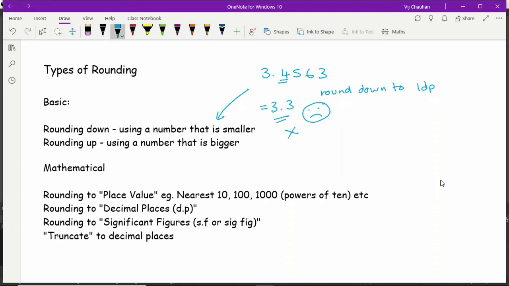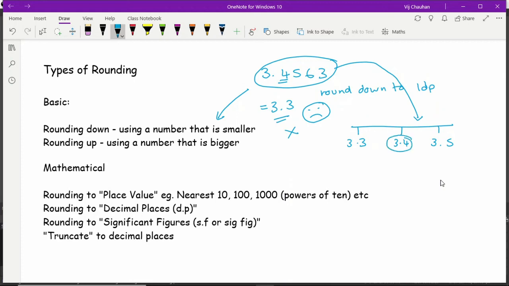So when it comes to rounding, if we look at a scale, and we're looking at one decimal place, we've got 3.3, 3.4 and 3.5. Now this number is somewhere between 3.4 and 3.5. What I've got to decide is, if I round down, it's going to be 3.4, and if I round up, it's going to be 3.5. So you need to know between which two scale numbers the number actually lies. Rounding down is where you go for the smaller option, rounding up is when you go for the bigger option.